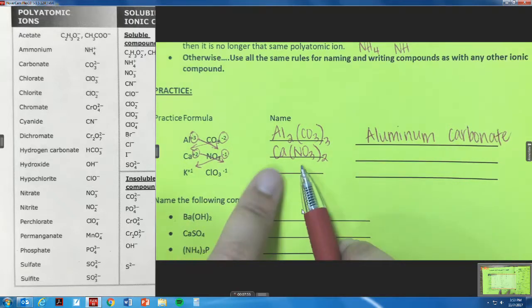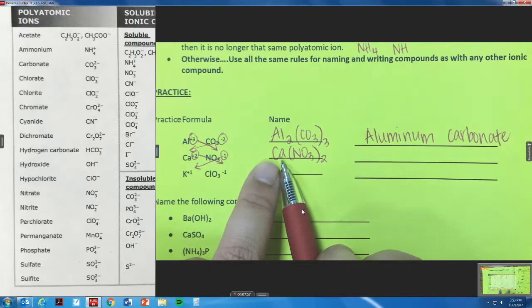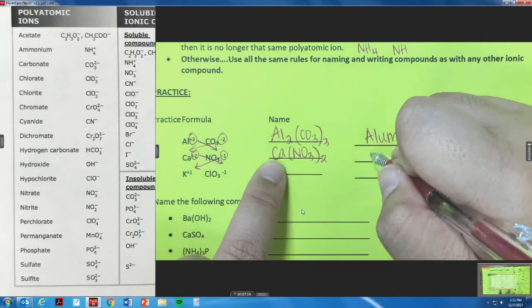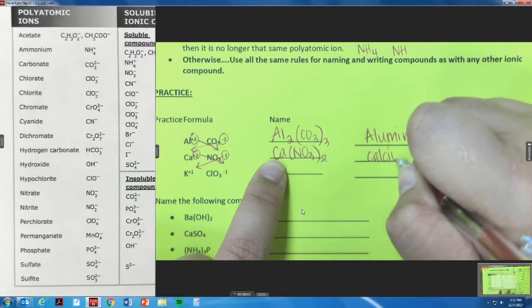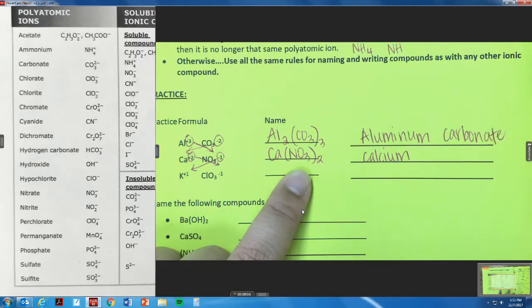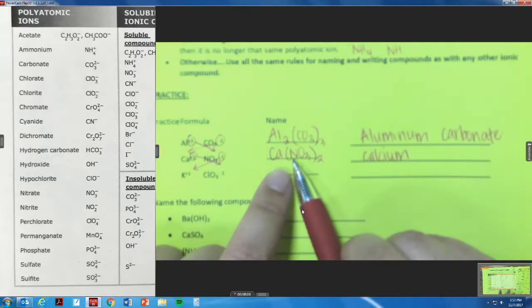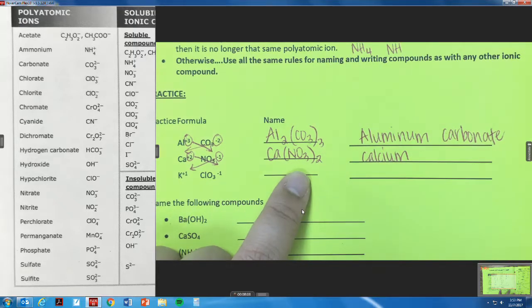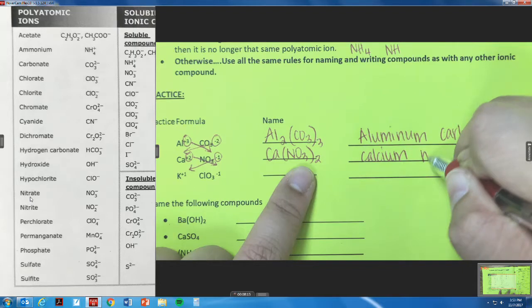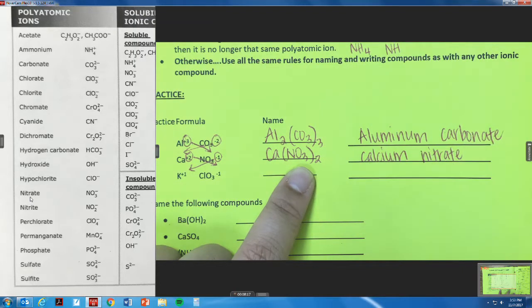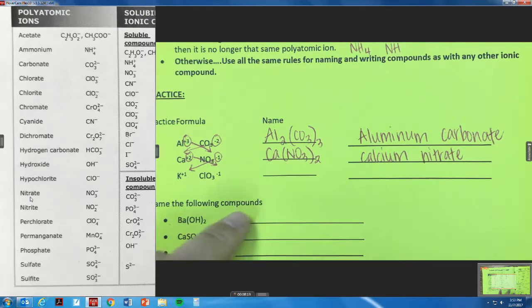Okay, so again, naming them. What's your first metal? Calcium. Okay, and then check the back of your periodic table. What is NO3? Okay, so NO3 is this one right here. So it's nitrate. So calcium nitrate. Okay, let's do the next example.